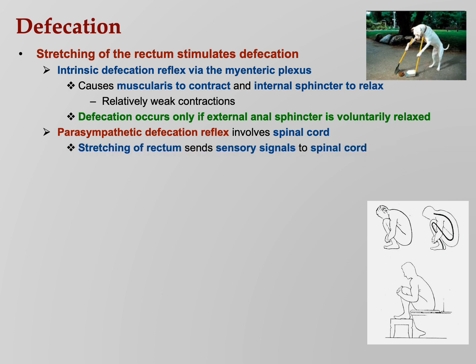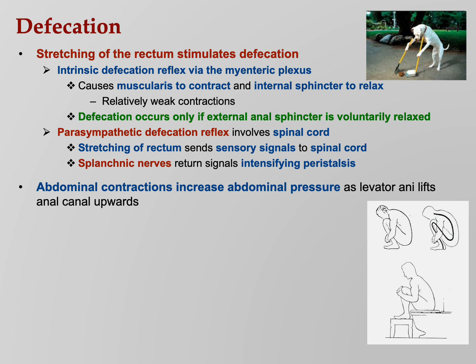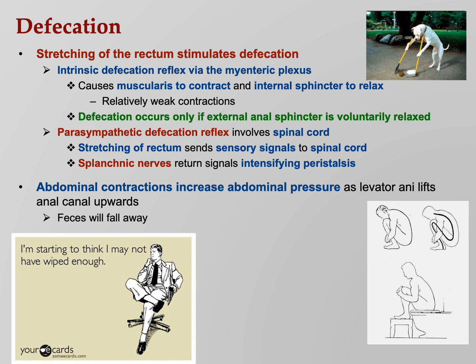Stretching the rectum sends sensory signals to the spinal cord, and so splanchnic nerves return signals, intensifying peristalsis. Abdominal contractions increase abdominal pressure as the levator ani muscle lifts the anal canal upwards. Feces simply drop away. I'm starting to think I may not have wiped enough. That's not a good feeling.